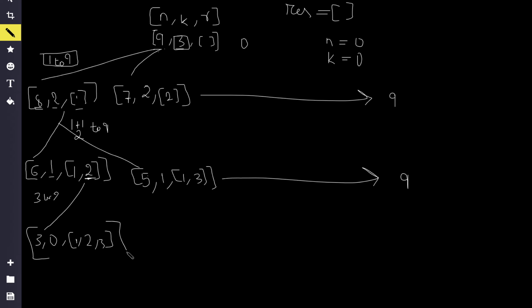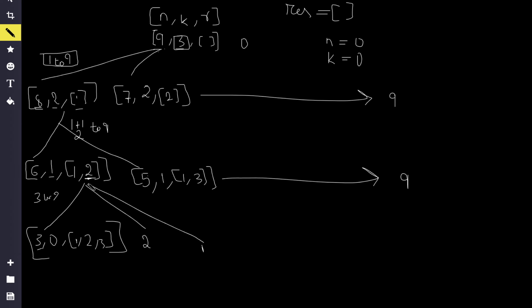Okay, similarly, when we choose 4, when we choose 5, this n will not become 0. In this case, when we choose 4, the n will become 6 minus 4 is 2, and in this other case it will become 1.